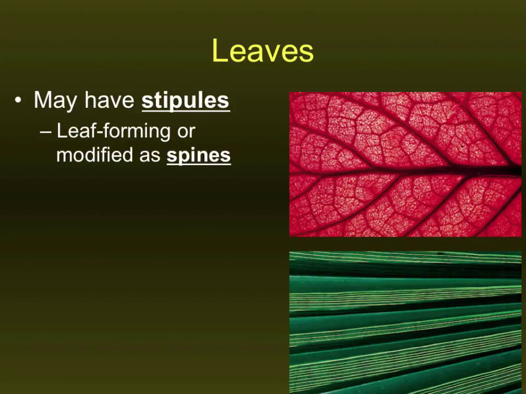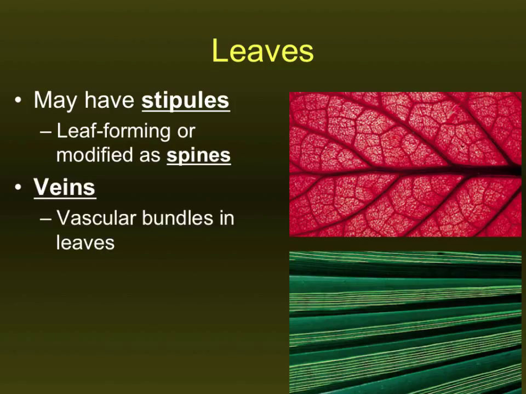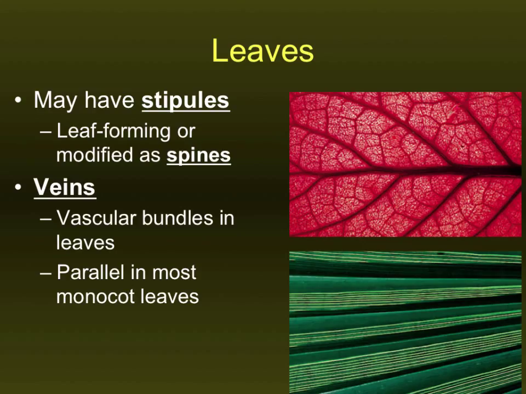Some leaves can have what are called stipules, which are little tiny fleshy projections that stick out of the petiole. A lot of the things in the rose family have stipules. They can also be spines, like we saw in the cactus plant. Those are modified leaves.